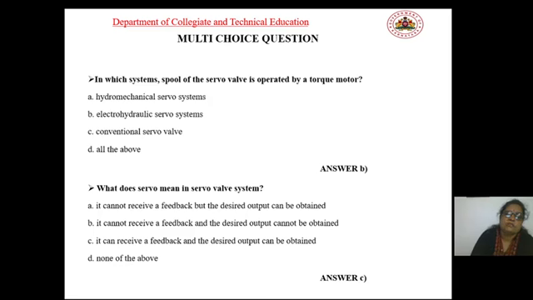In which system is the spool of the servo valve operated by a torque motor? Definitely the electro-hydraulic servo mechanism. What does servo mean in a servo valve system? It means it is receiving the feedback.